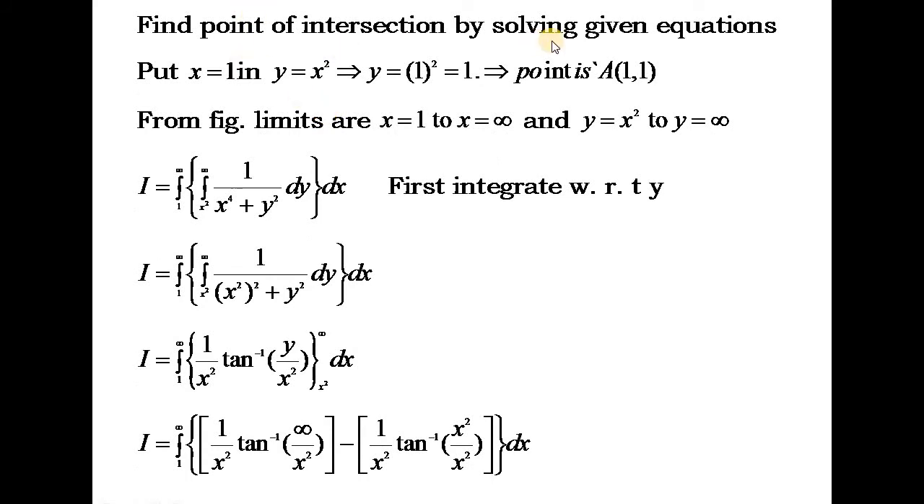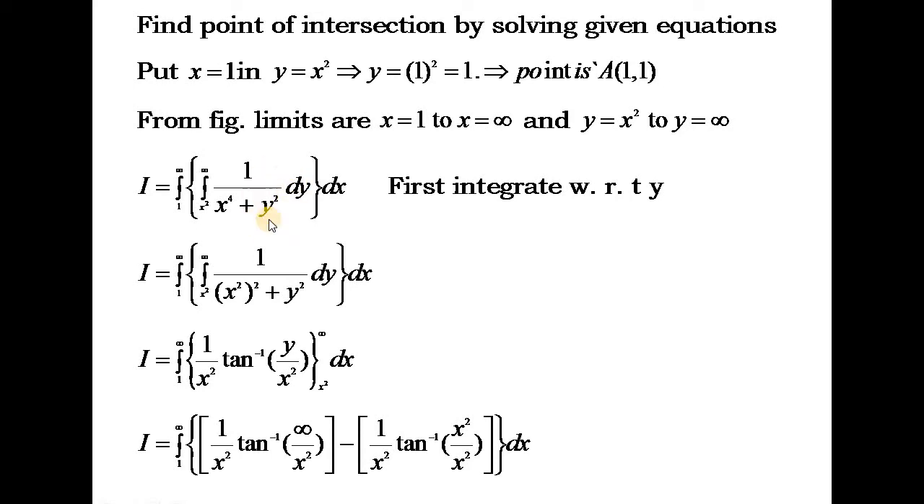Find point of intersection by solving given equations. Put x equal to 1 in y equal to x square, so y equal to 1 square. So point is 1, 1. From the figure, limits are x equal to 1 to x equal to infinity, and y equal to x square to y equal to infinity. Integration x square to infinity, 1 upon x raised to 4 plus y square, dy.